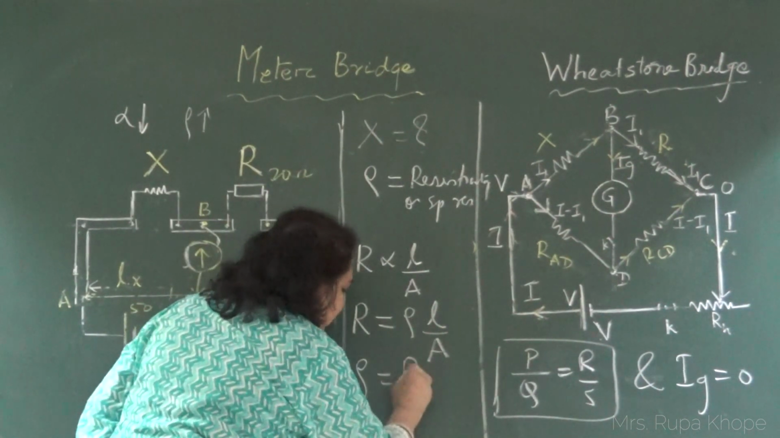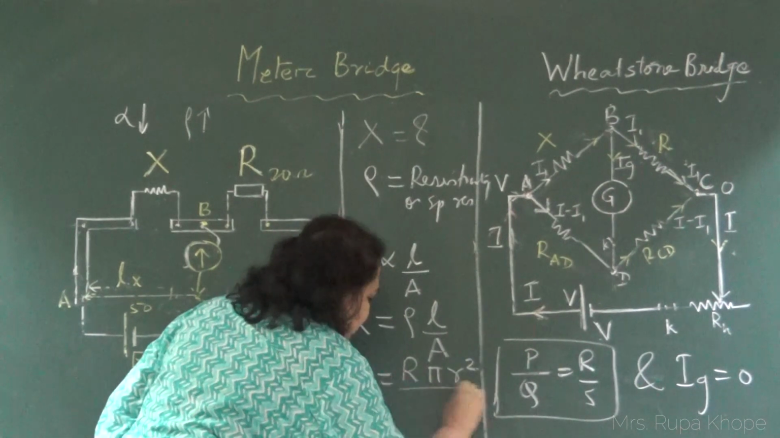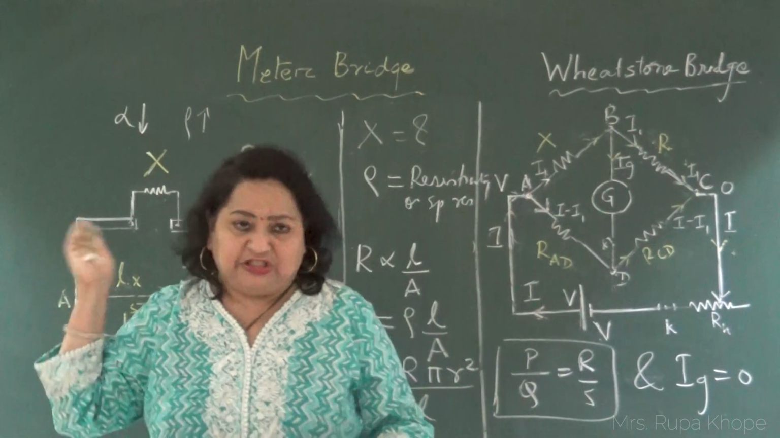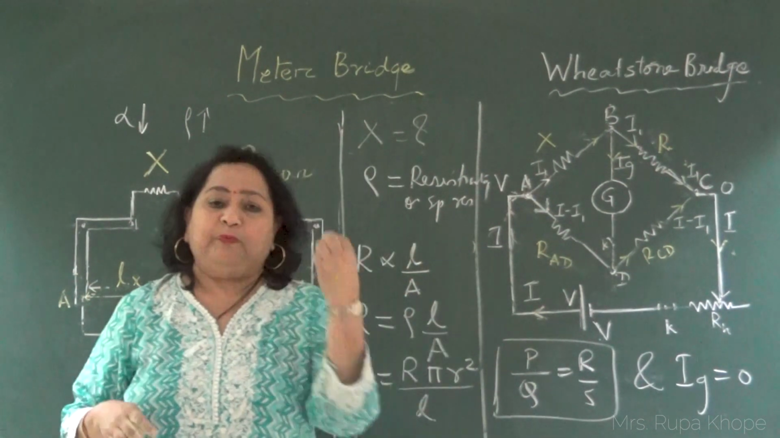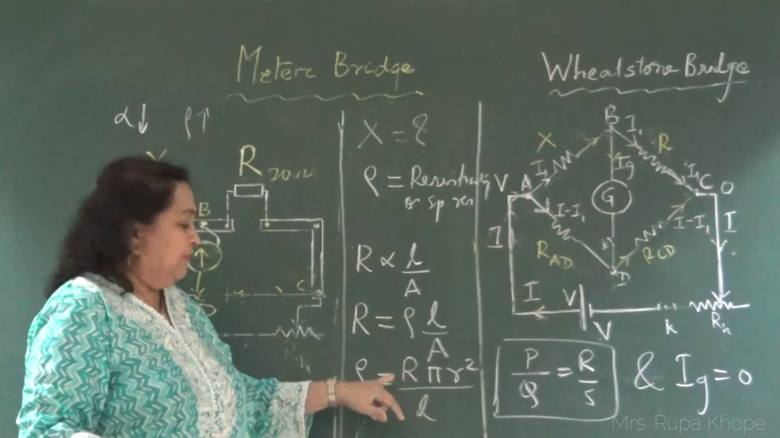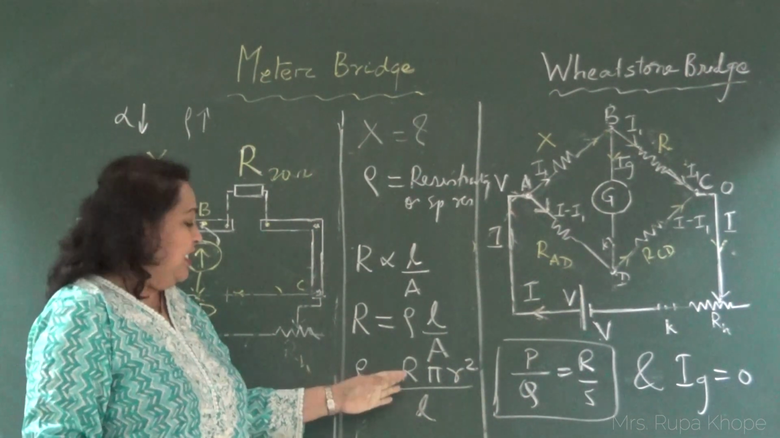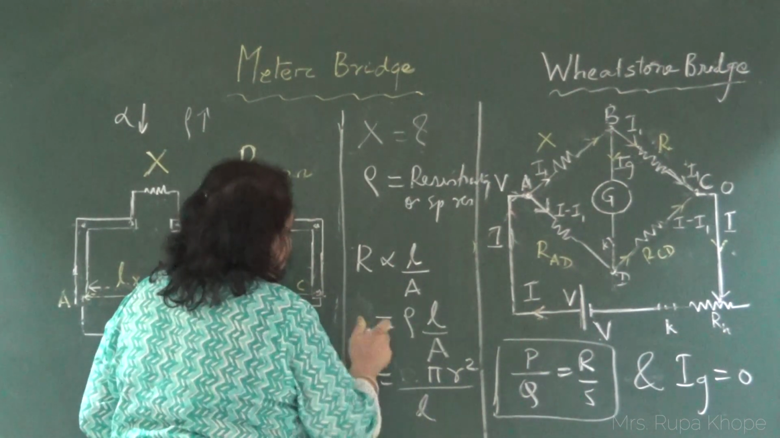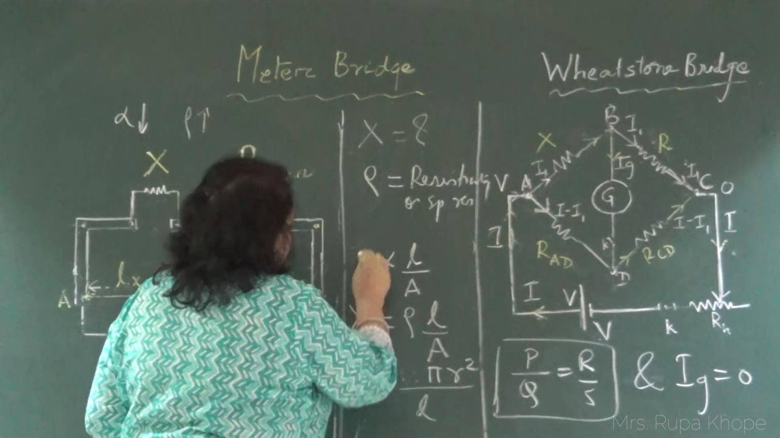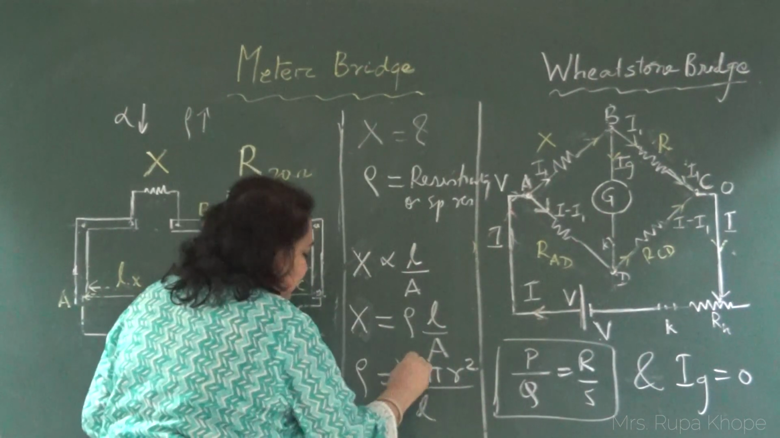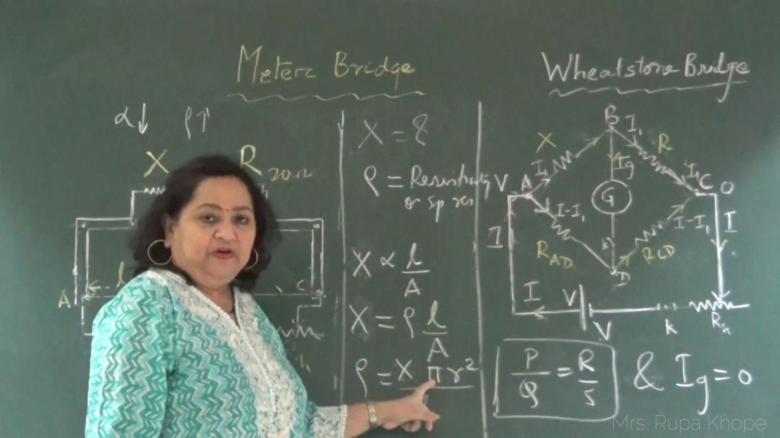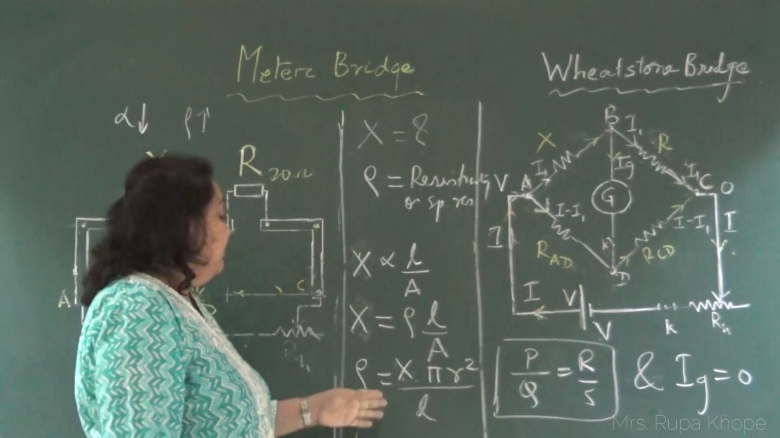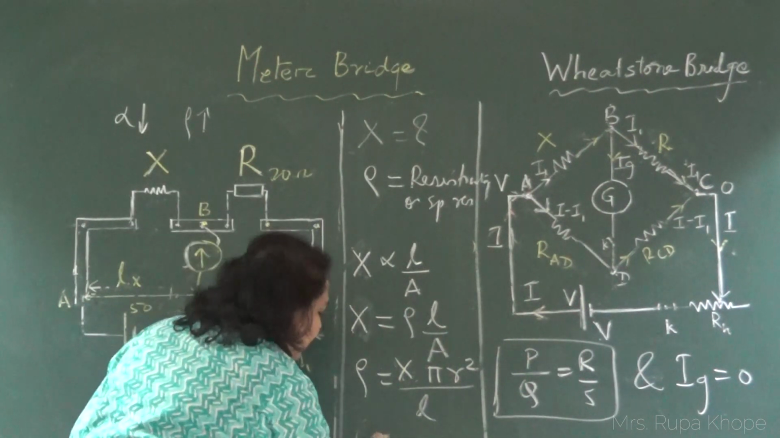Rho is equal to resistance into area, that is pi r square, upon length. So first we measure the length of the wire which is given to us, say it is 1 meter or 1.5 meter. We'll substitute here whatever resistance we got, say 20 ohms. In this case, we are writing it as X. Our resistance is X, so I will write here the value X. Pi is 3.142. Radius we have to find out using the micrometer screw gauge, and then the length of the wire, and we will get the answer.